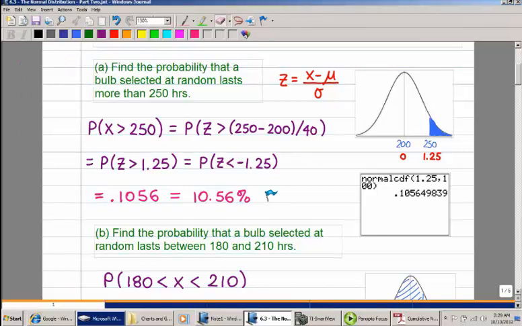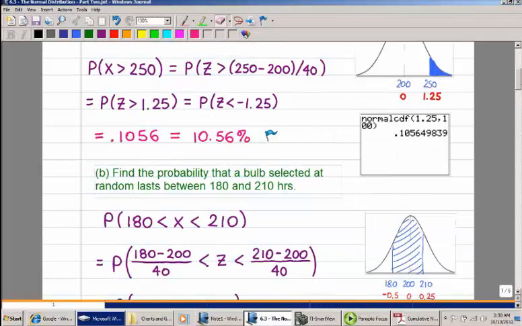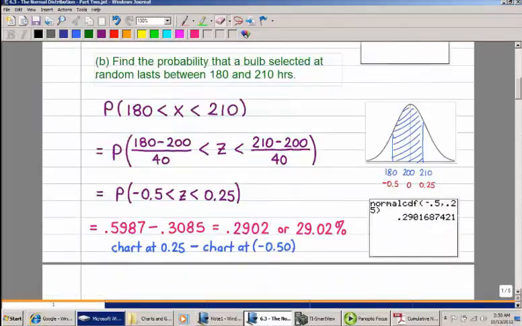And on the calculator, normal CDF, I put a greater than, means you put the first number first, 1.25, and then greater than means your second number will be positive 100, which we learned last time in part 1, that represents positive infinity.